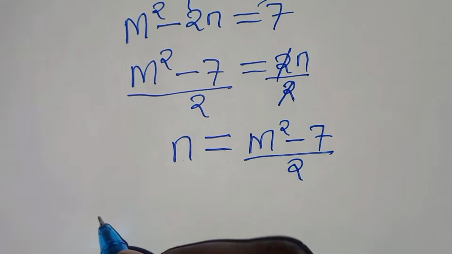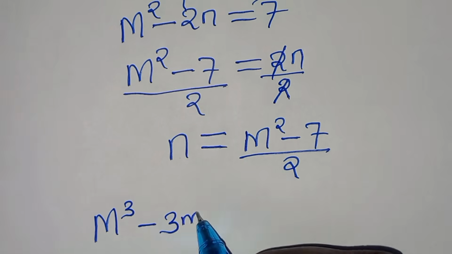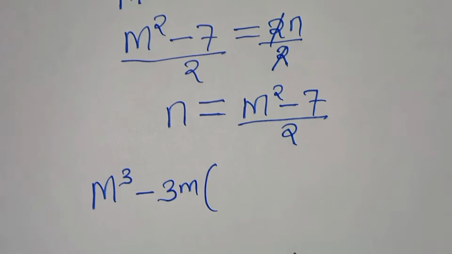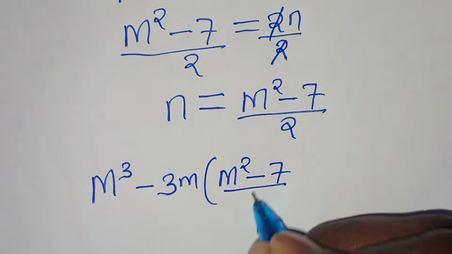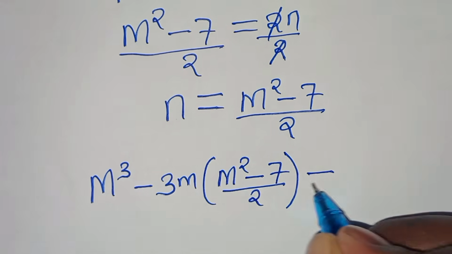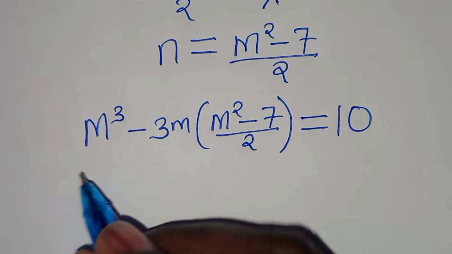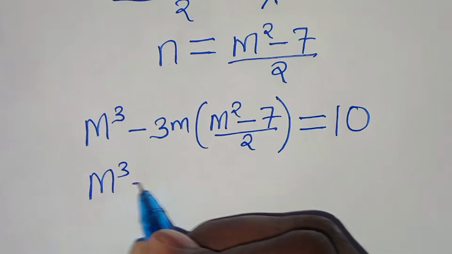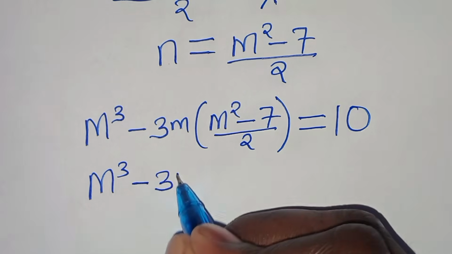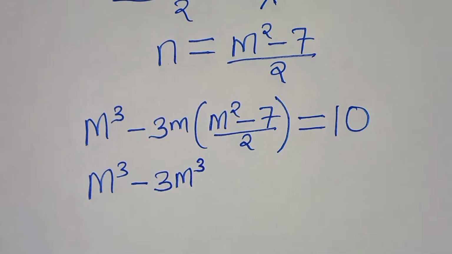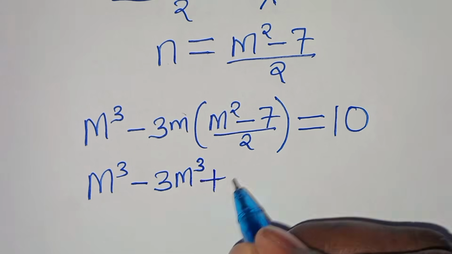So we have m to the power of 3 minus 3m multiplied by n, where n is m to the power of 2 minus 7 over 2, in parentheses. This is equal to 10. So this means we have m to the power of 3 minus 3m times m squared, which is minus 3m to the power of 3. Then minus 3m times minus 7, this is plus 21m.